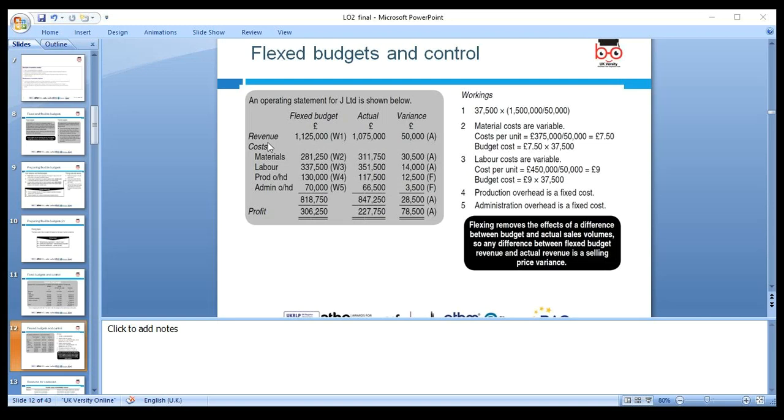Now you will see our revenue variance is adverse. Material is an adverse variance. Labor was an adverse variance. And production overhead is favorable. So overall our variance is 78,500, which is adverse. Our profit went down by 78,500.